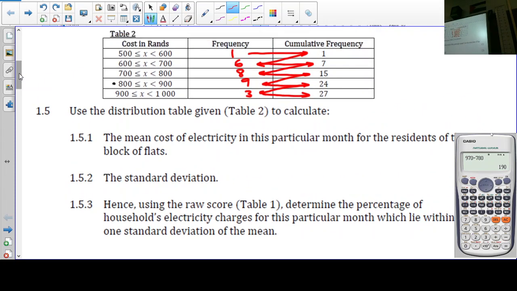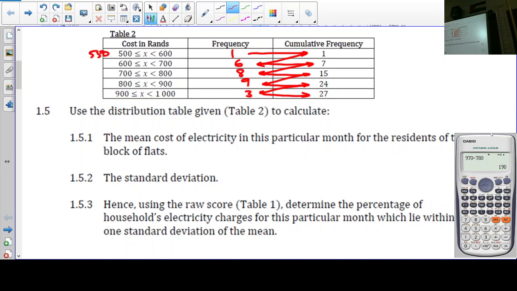So to calculate your mean from a distribution table, we need to know what the class midpoints are. To work out the class midpoint, we don't know if that one number is lying at 500 or 600, provided we didn't have table 1. So what we do is work out the average of the class interval. How do we do that? We say 500 plus 600 divided by 2 is going to give you 550.